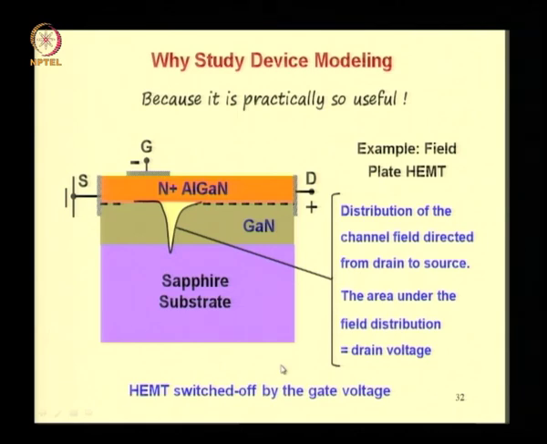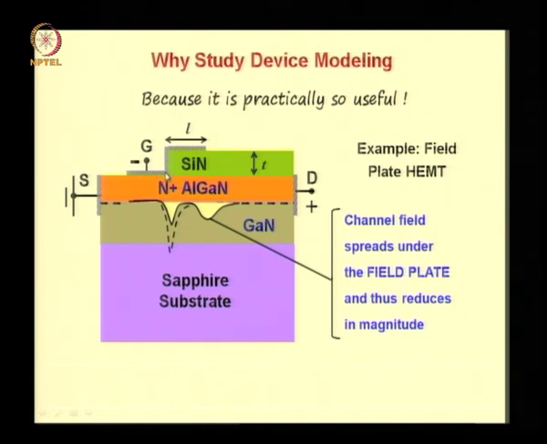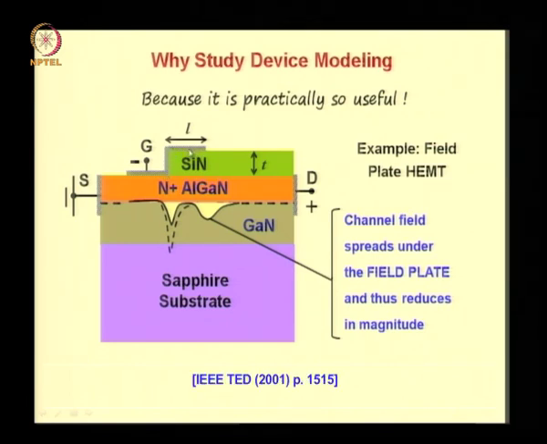Now, one way to do that is to use a field plate, that is, use a protrusion of the gate over an insulator such as silicon nitride in this fashion. This protrusion is called a field plate because the field from this particular plate modulates the electric field in the channel.